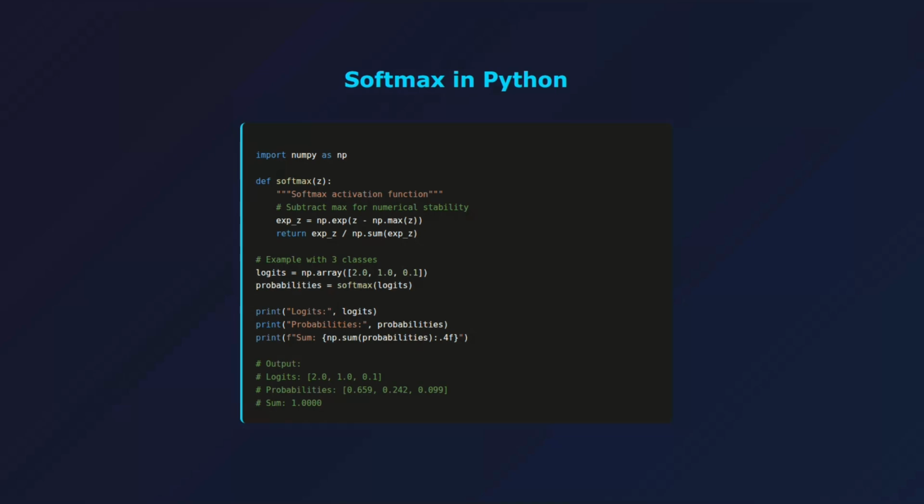Let's see it in action with three classes. Our logits of 2.0, 1.0, and 0.1 become probabilities of 0.659, 0.242, and 0.099. These sum to 1.0, and the highest logit got the highest probability.